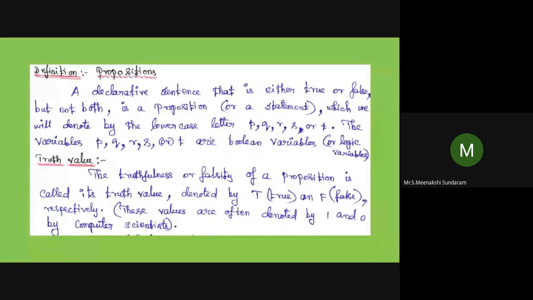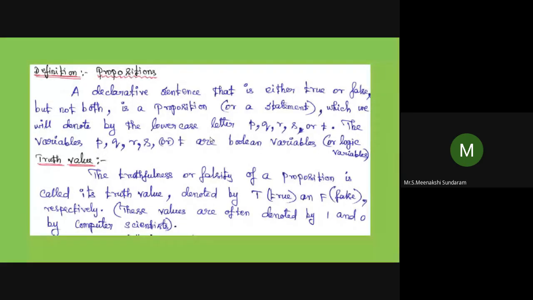Propositions are denoted by lowercase letters. Normally we use lowercase letters, though sometimes question papers use capital letters. P, Q, R, S and T are repeatedly used. P, Q normally for two variables, P, Q, R for three, S for four, and T or something else for five. These variables are Boolean variables or logic variables.